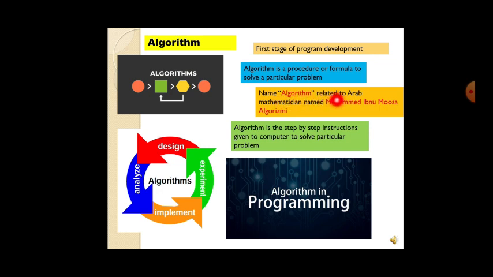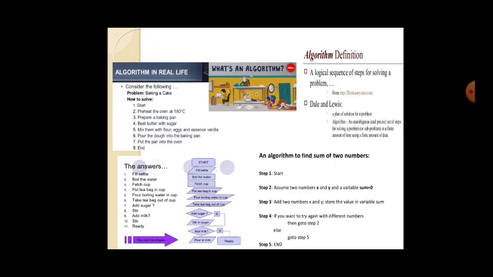The name algorithm is related to the Arab mathematician Muhammad ibn Musa al-Khwarizmi. It came from this person. An algorithm is step-by-step instructions. Instructions are nothing but the data given to the computer to solve a particular problem. So you need step-by-step instructions, right? Whenever a problem arises, we need step-by-step instructions. That is nothing but the algorithm.